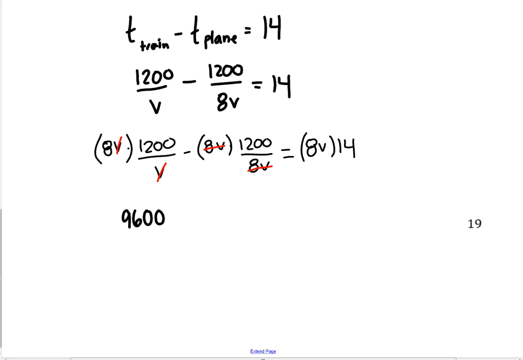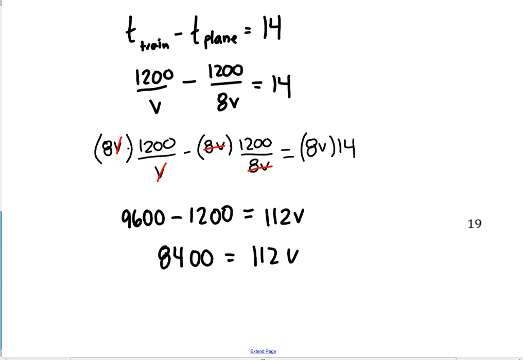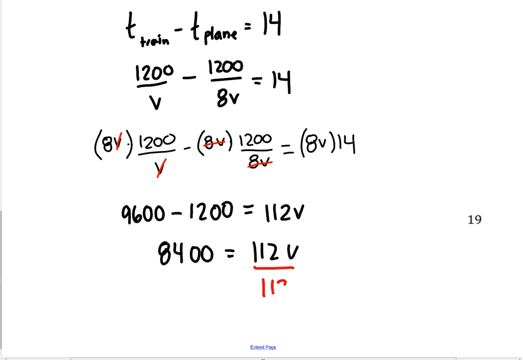So 9,600, 8 times 1,200, minus 1,200 equals 14 times 8 is what? I can do this. 8, 9, 10, 11, 112, is that right? 112V. 9,600 minus 1,200 is 8,400. And then divide by 112.